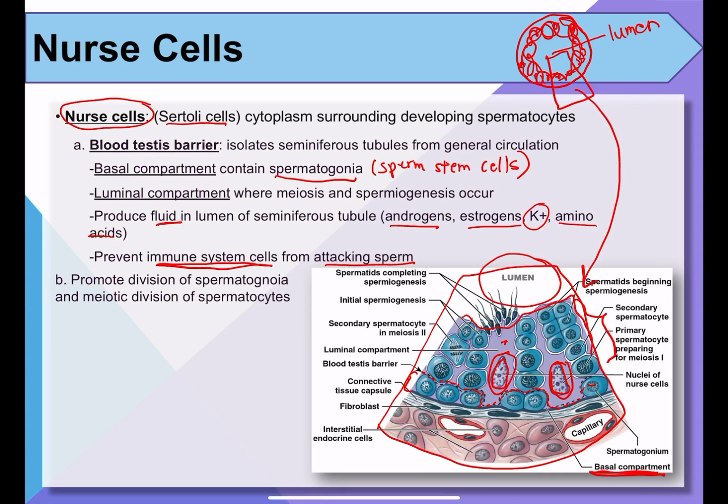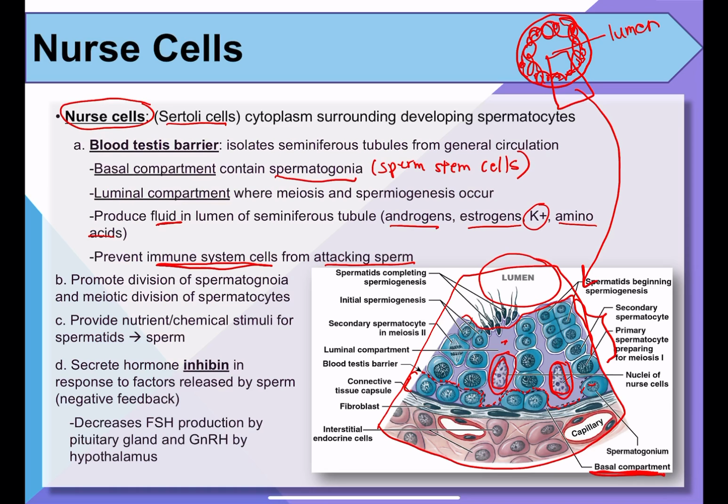Let's see. So the nurse cell's other functions are to promote division of the spermatogonia, like I said, and meiotic division of the spermatocytes to become primary, secondary, and spermatids, and provide nutrients and chemical stimuli for the spermatid to mature and become a motile sperm. They also secrete a hormone called inhibin.